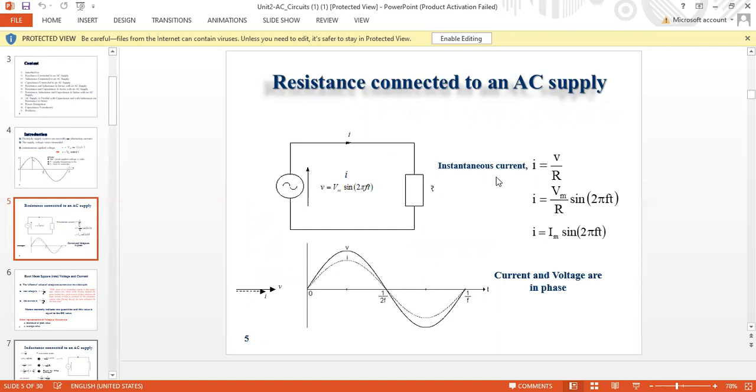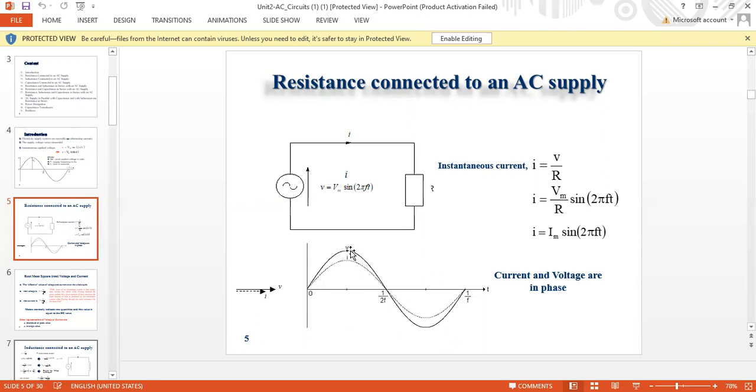The instantaneous current is I equals V by R. V is equal to Vm sine 2 pi f t, so we replace it: I equals Vm sine 2 pi f t upon R, and I equals Im sine 2 pi f t. Here is the phasor diagram. V and I are in the same phase, so the phase difference between V and I is 0.